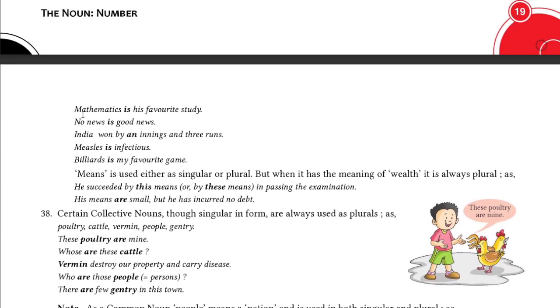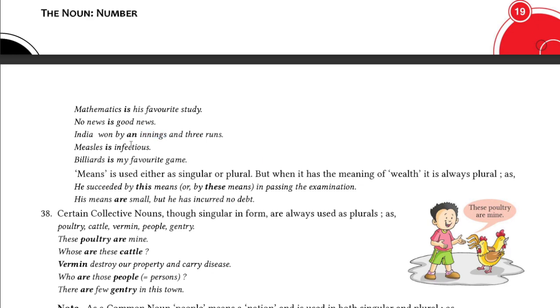Look at this sentence. Mathematics is his favorite study. Is, which is a verb, indicates that mathematics is singular. No news is good news. Is indicates that news is not plural, it is singular. India won by an innings and 3 runs. Innings looks like plural, but the article an indicates that innings is singular.